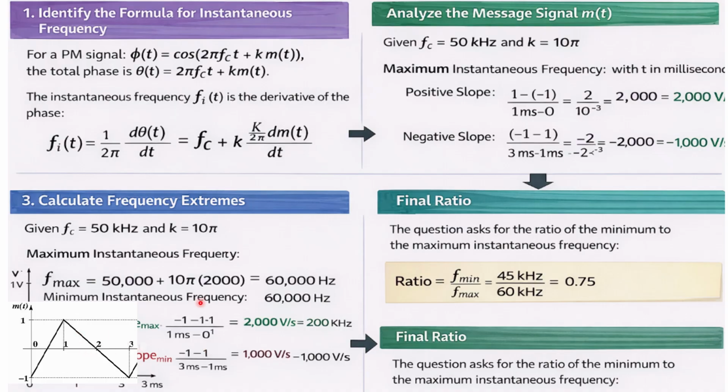And similarly for the minimum, we can find it from in between 1 to 3, that will be minus 1 divided by 3 minus 1. So this will be 1000. Right? Once we get these values, maximum and minimum, then we can find the ratio corresponding to the frequency. We can put the values here, k dm(t) by dt, this slope, and we'll get the value of the maximum and the minimum instantaneous frequency, and then we'll get the ratio. So the final answer will be 0.75.